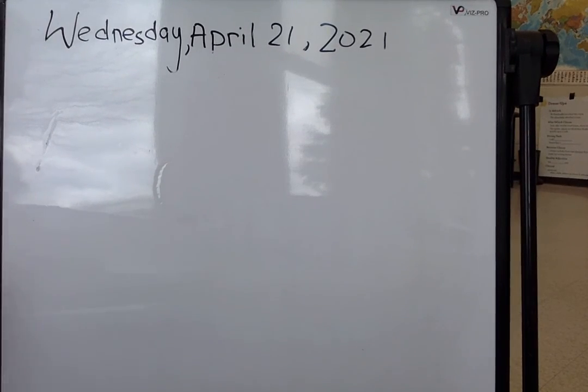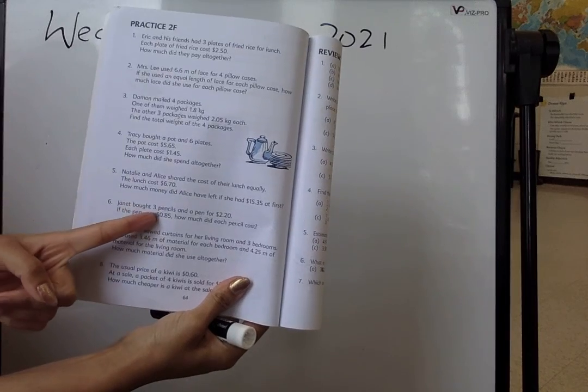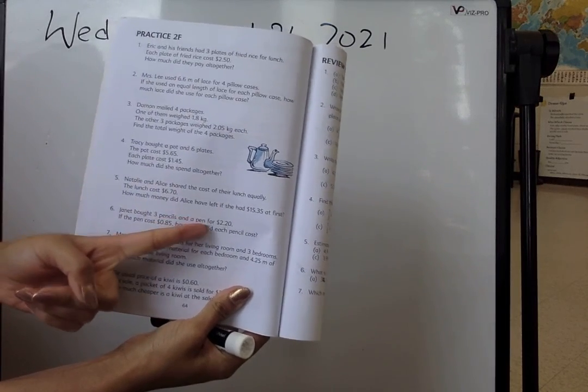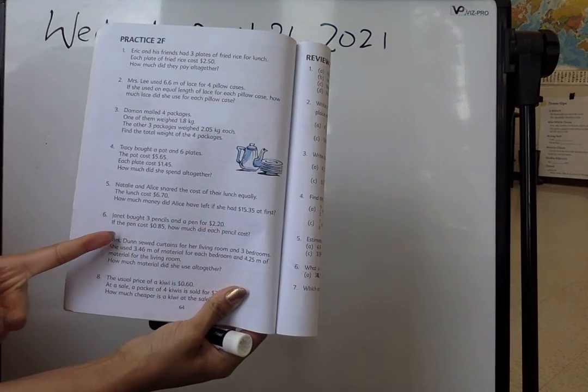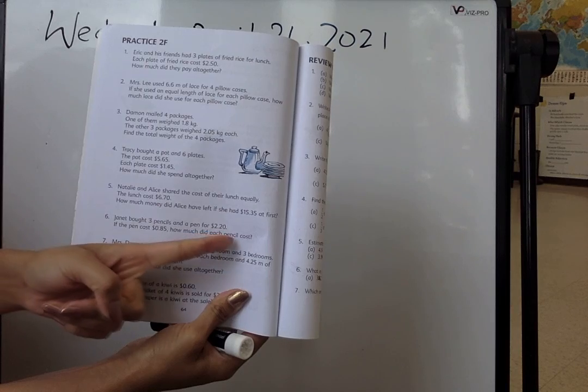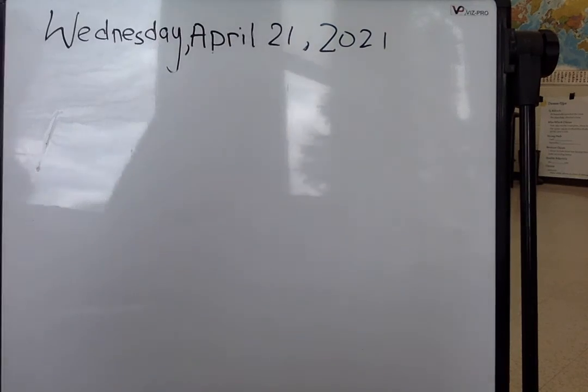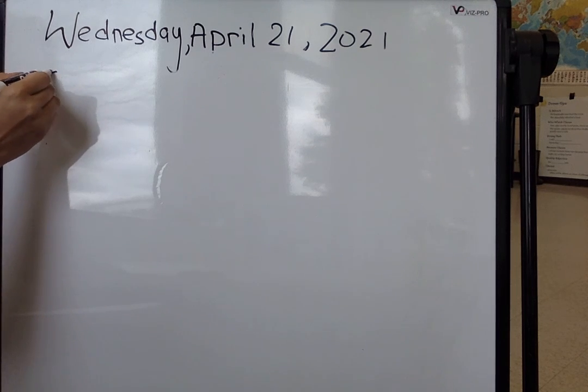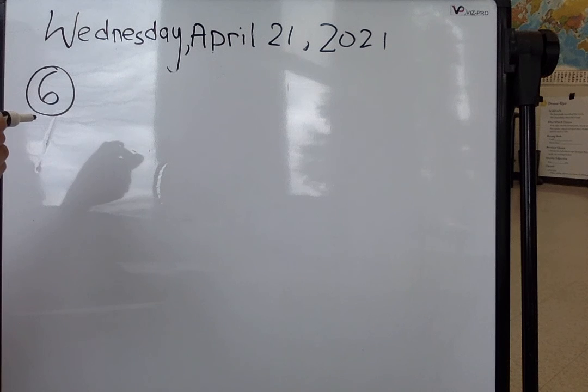Question 6 says, Janet bought 3 pencils and a pen for $2.20. If the pen cost $0.85, how much did each pencil cost? Okay, so let's go ahead, and again, this is a 2-part problem. Okay, so this is question 6. First step is we know Janet bought 3 pencils and a pen for $2.20 and the pen costs $0.85.